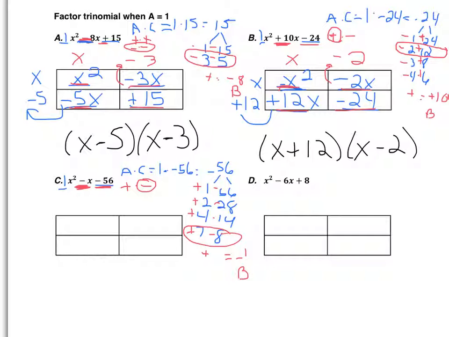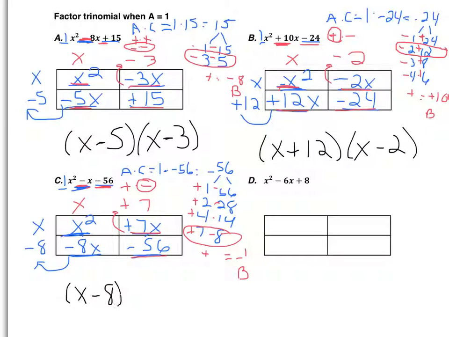Well, 7 and -8. So let's fill in the box. We have x squared, positive 7x, -8x. That adds up to -1 in the middle. And then we have -56. So let's look at what's common. X squared and 7x is x. -8x and -56 is 8, and then our sign is negative. And between x squared and -8x is x. Between 7x and -56 is 7, and it has to be positive. So then our factors are x minus 8 and x plus 7.